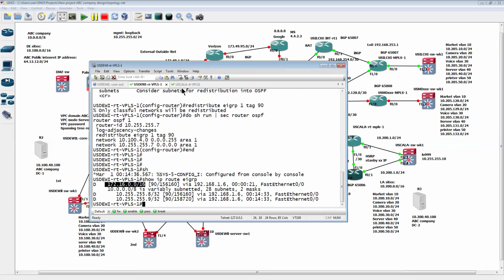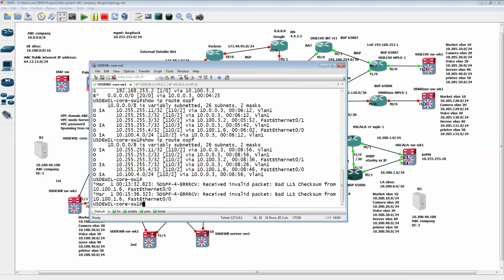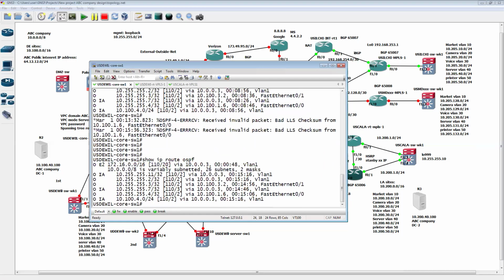So now, because we already redistribute this, right? So now let's guess in here. Do we learn it in here, right? So now we go to say show IP route OSPF. Beautiful. Look at that. E2 is external. You see?